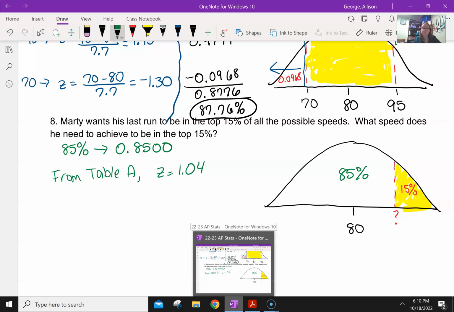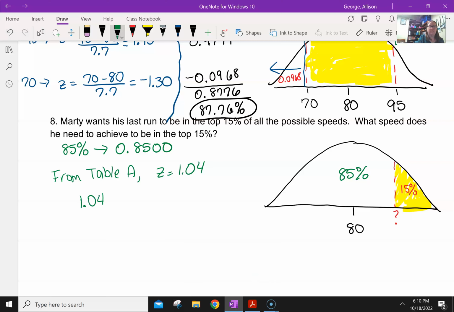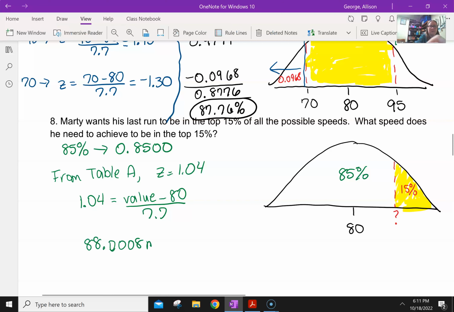Once we have the z-score, we can work backwards to calculate our value. So using our same z-score formula, it's value minus the mean over the standard deviation. Do some old school algebra to manipulate that to solve for the value, and we end up getting 88.008 miles per hour.